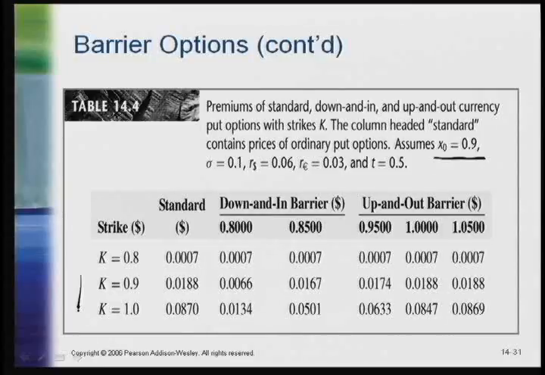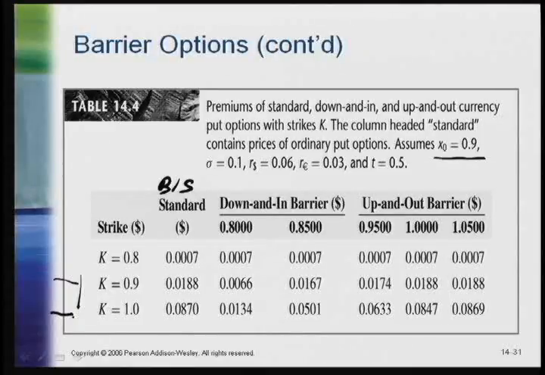Now, these are two of the four kinds of barrier options. Standard is the Black-Scholes price. So if we were going to buy a Black-Scholes put option, we would pay this cost for a put on a euro at that strike, given that the current exchange rate is 90 cents. So this would be an at-the-money put, would be a penny 88. An out-of-the-money put is quite cheap, and an in-the-money put is around almost 9 cents.